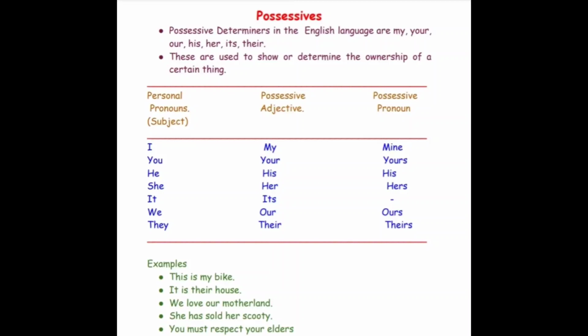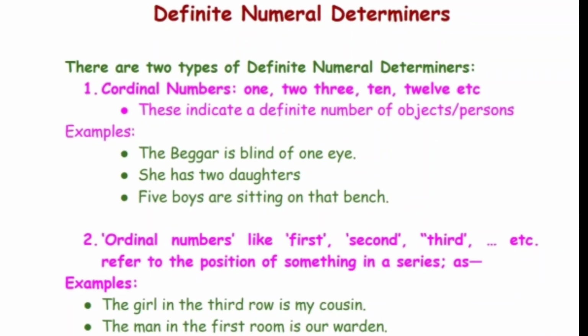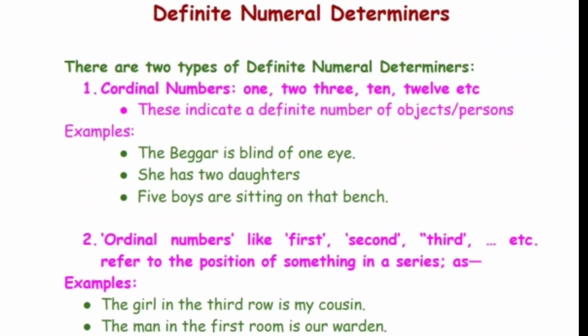determiners over here. After that, we are going to talk about definite numeral determiners. So friends, if we talk about numerals, two types of numerals are used over here. One is the cardinal numbers, another is the ordinal numbers. Friends, cardinal numbers are the simple numbers that we study, just like 1, 2, 3, 4, 5, 6, 7.